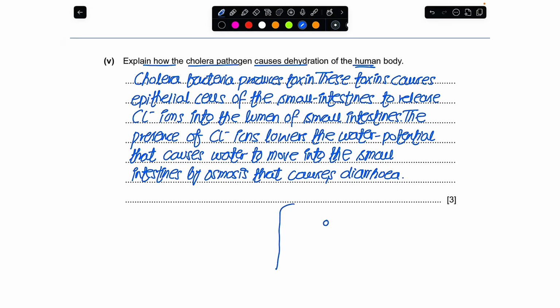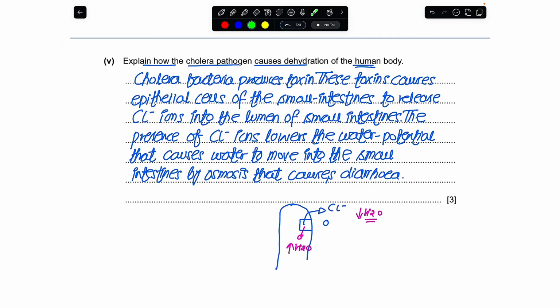And when the toxin is released by the cholera bacteria, it causes epithelial cells to pump the chloride ions out. When the chloride ions are pumped out of the epithelial cells, they reduce the water potential on the outside of them, and the water potential within the epithelial cells increases. And with the help of osmosis, the water goes out of the epithelial cells, coming into the lumen of the small intestine. And by that, we develop diarrhea.